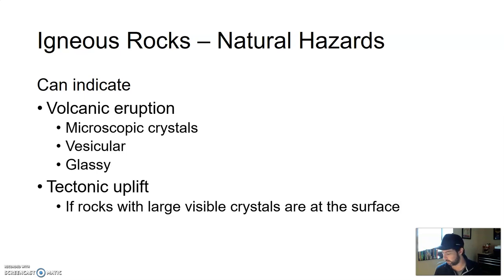Well, wait a minute. If that formed below ground, how the heck was I walking around and I just picked it up off the ground? How did it get there? Well, there had to be some tectonic activity that lifted and tilted some things to where that granite was exposed to the surface. So sometimes igneous rocks can show you and indicate tectonic uplift, as with a lot of other rocks. So that's the main thing that igneous rocks can show you, mostly on the volcanic side of things.